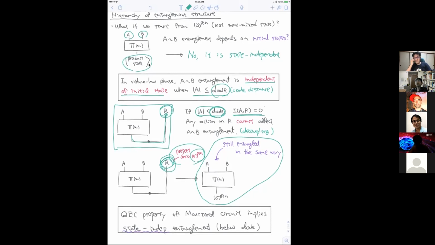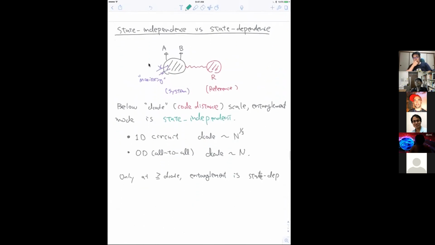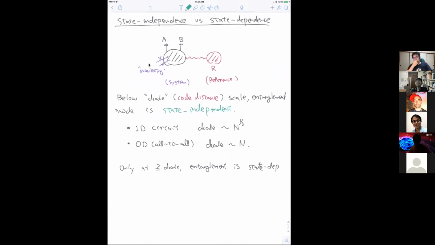So in the language of the black hole, this says that whether it is a one-sided pure state young black hole or an old black hole, it doesn't matter how A and B are entangled with each other if we are monitoring the black hole. But before going to black hole, I think we should still discuss a bit about this condensed matter problem. So the point is that I argue that there is a code distance scale. Below that, everything is state independent.